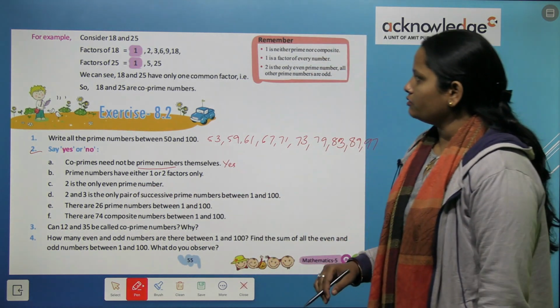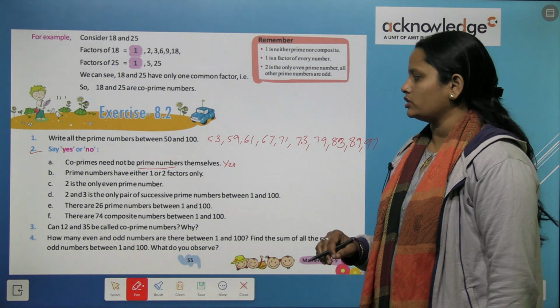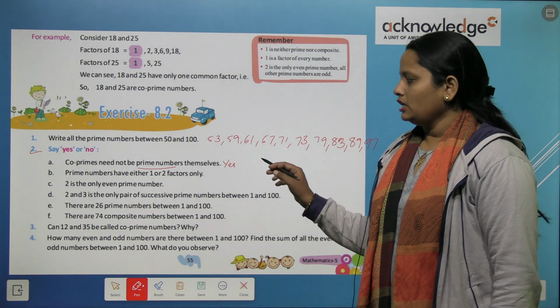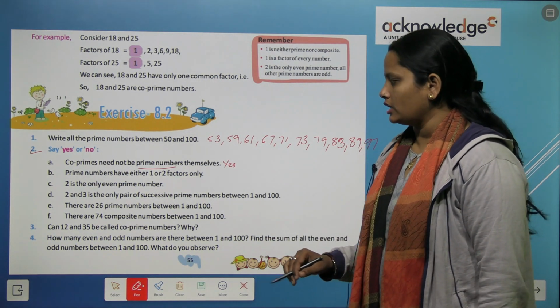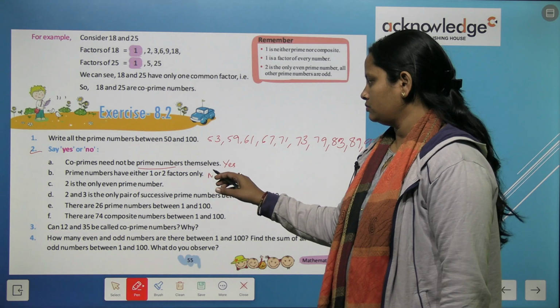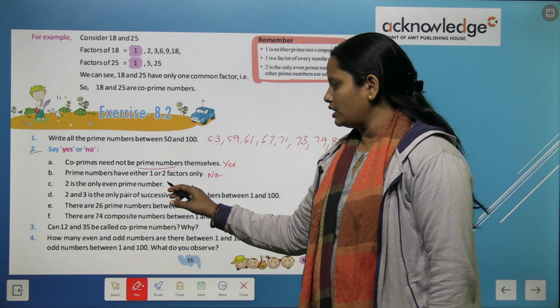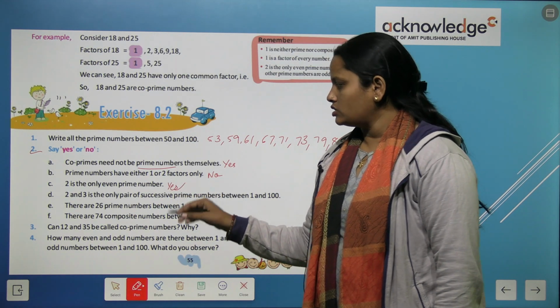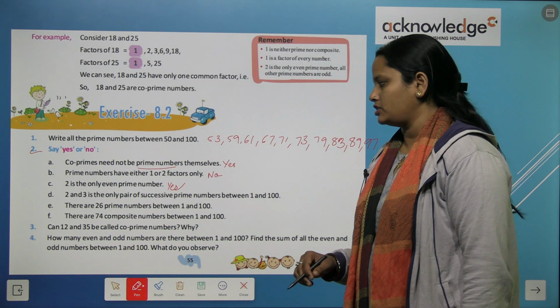Prime numbers have exactly two factors. Yes or no: 2 is the only even prime number. Yes. So similarly, children, find out the answers of the rest of the questions and write them here.